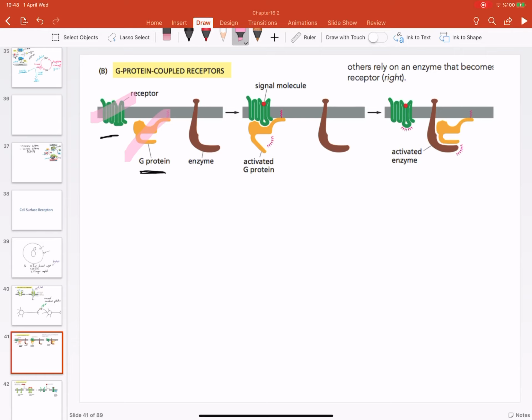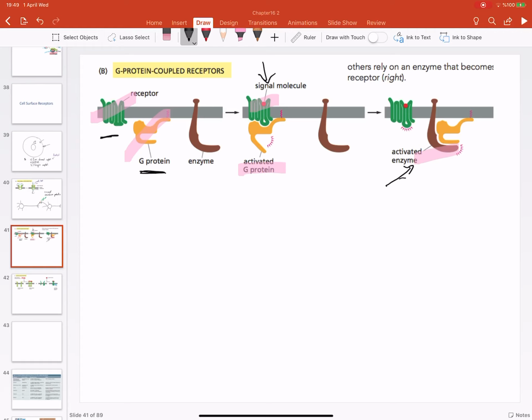Now, when the signal molecule joins, the G protein becomes active. And once it's active, it goes and interacts with something else, and this something else relays the signal. So at the beginning, it was an extracellular signal, and now it's an intracellular signal. This is how the signal is transduced. This is how the signal became an internal signal. Now it's going to move in the intracellular site.